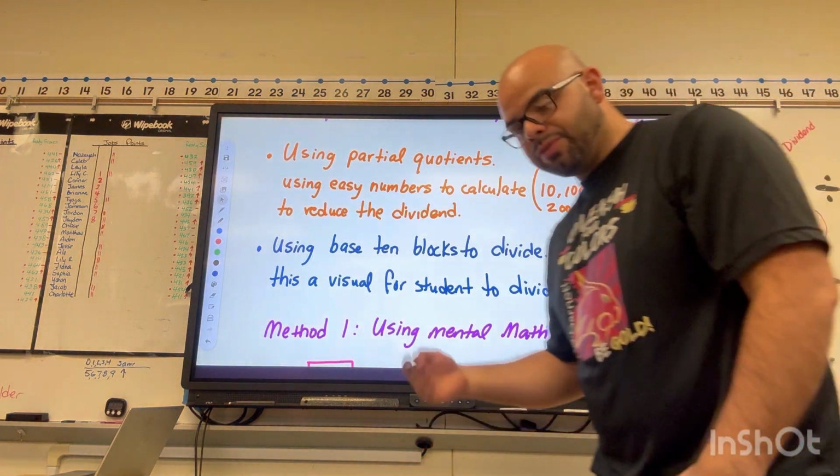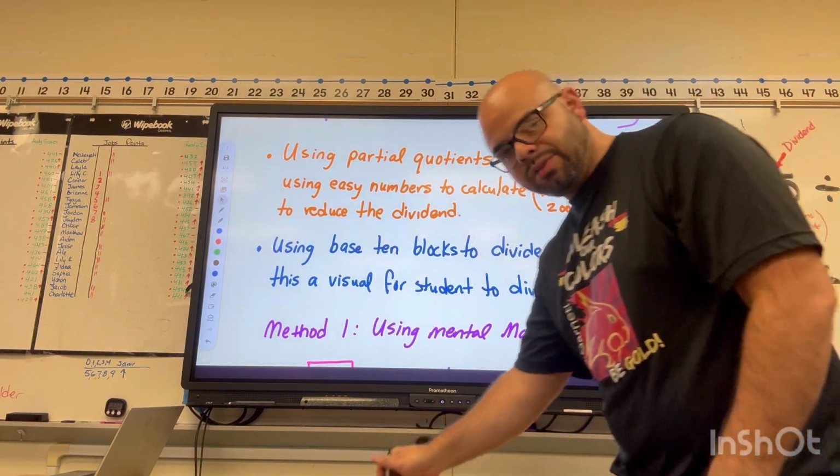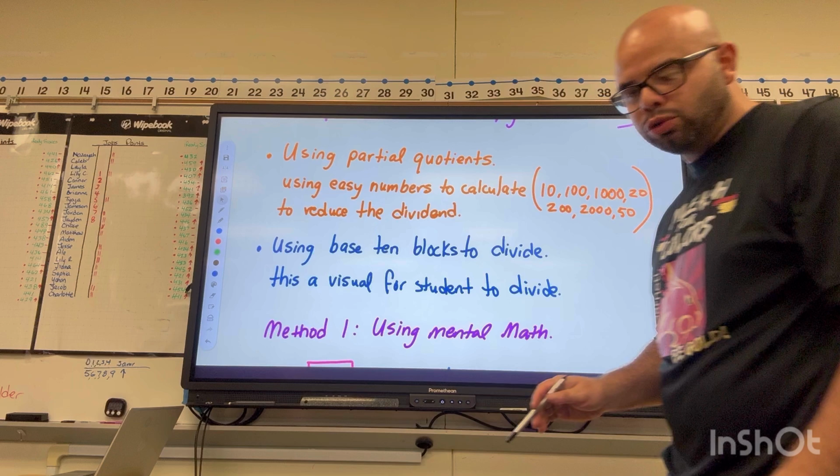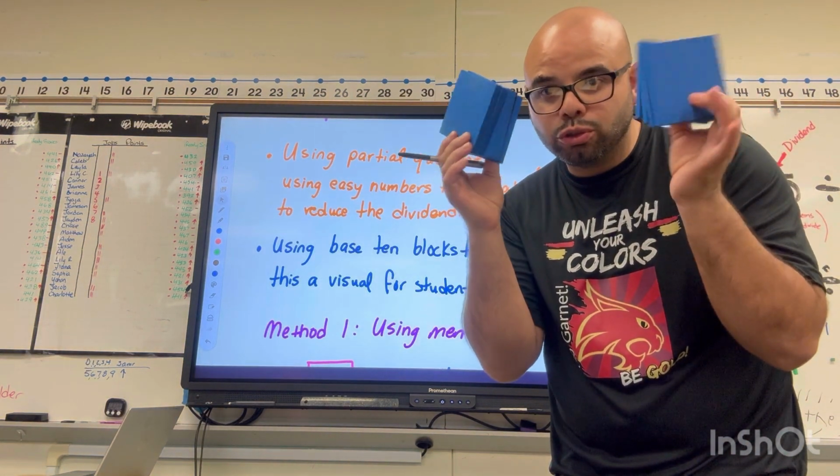So my divisor is showing what groups I'm going to divide that dividend into, 1,200 into 2 groups. And I'm going to use these, okay? Let's say I have 1,200 of these here.